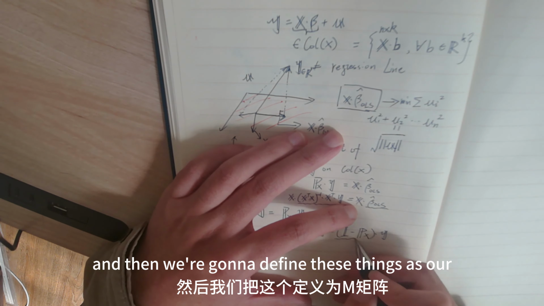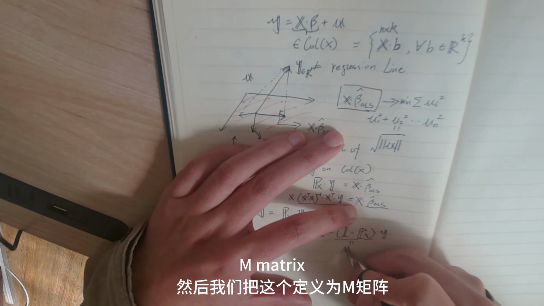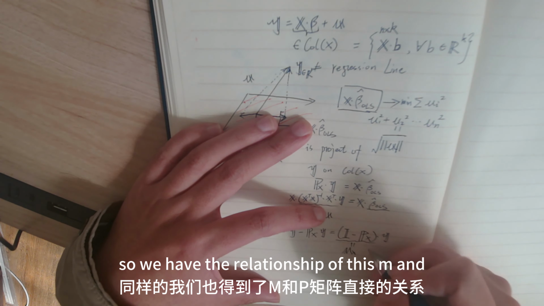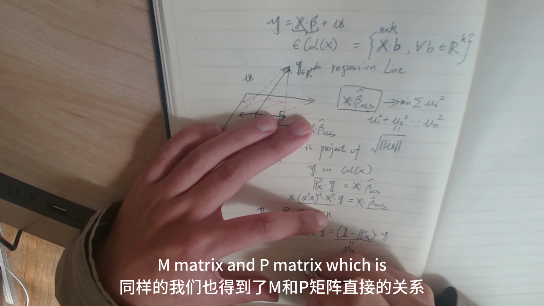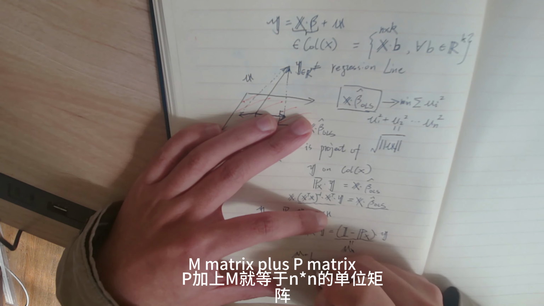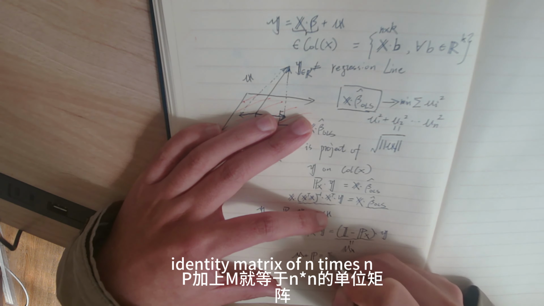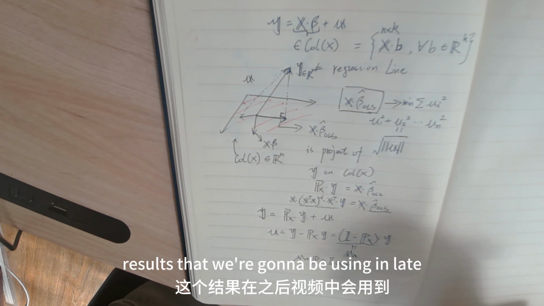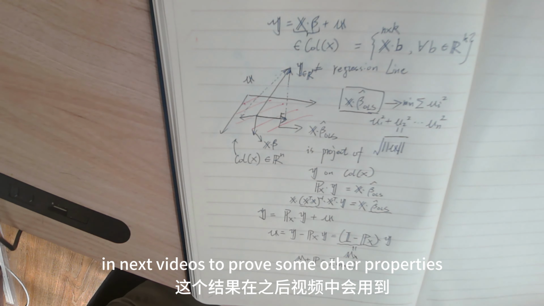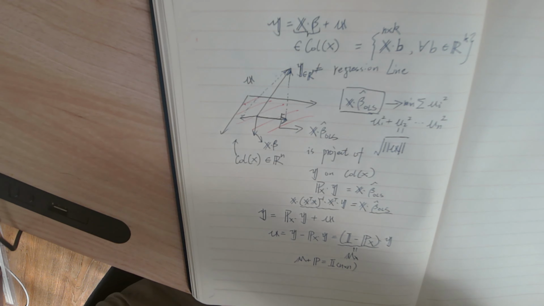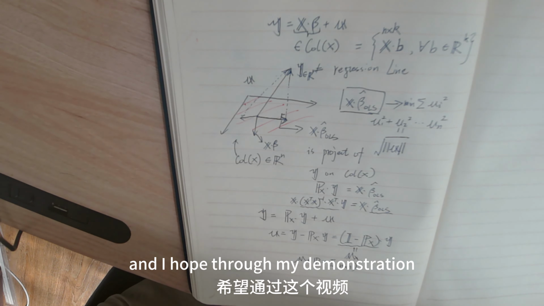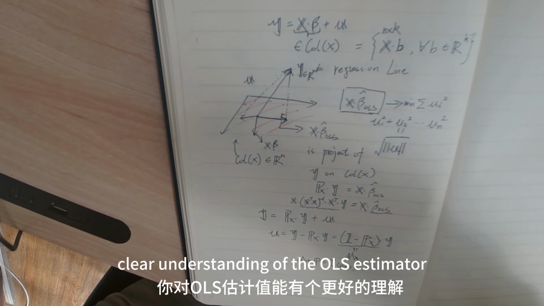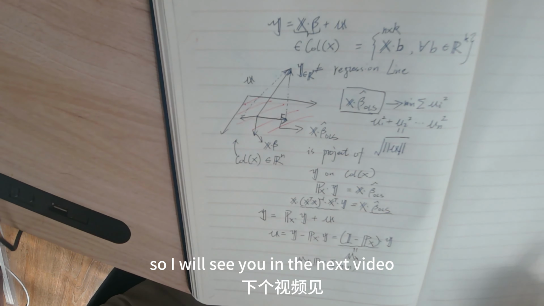And then we define this thing as our M matrix. So we have the relationship between the M matrix and the P matrix: M plus P is just going to equal the n times n identity matrix. This is an important result that we're going to use in the next videos to prove some other properties. Okay, so this is all for this video, and I hope through my demonstration you can have a clear understanding of the OLS estimator. I will see you in the next video.